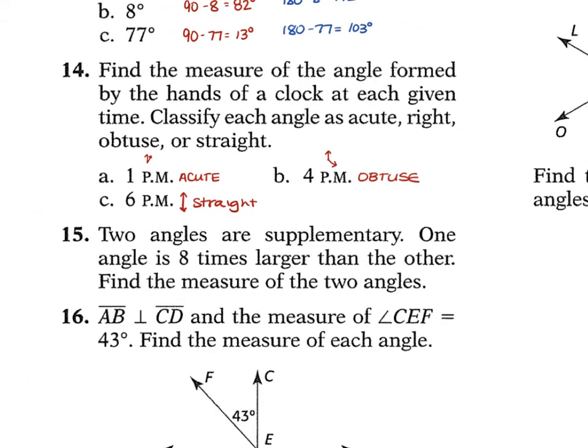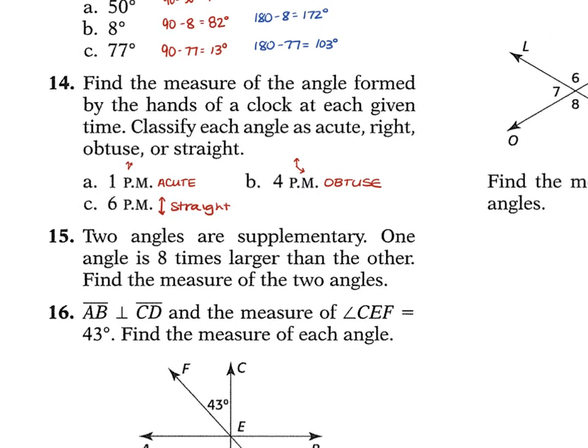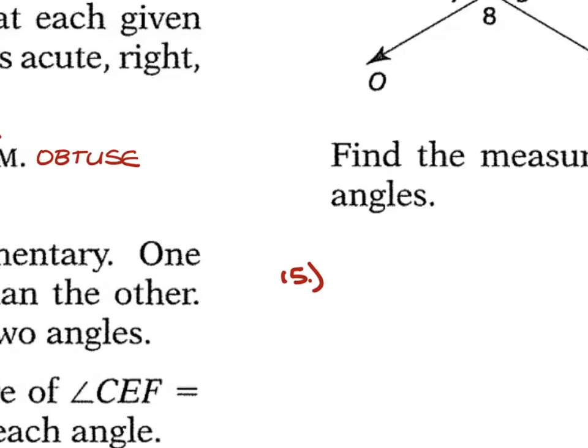15 says two angles are supplementary. One angle is 8 times larger than the other. Find the measures of the two angles. So if they are supplementary, I'm just going to put this over here, they're equal to 180 degrees.